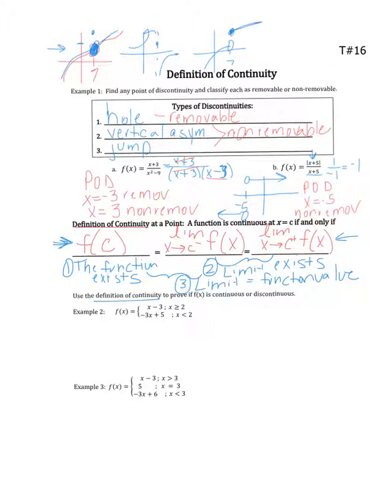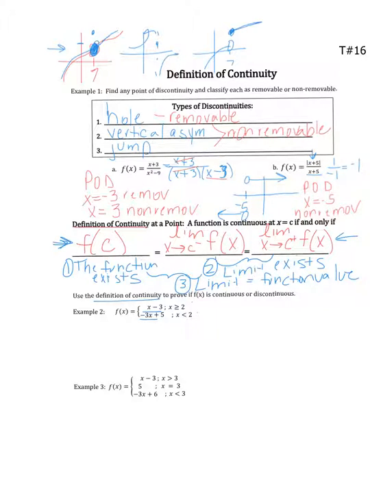Looking at this problem, first of all, I look at the individual pieces. Those are both linear, so I know they're going to be continuous everywhere, so I don't really have an issue. Obviously, my issue comes at 2. If it's going to be discontinuous, it's going to be discontinuous at 2. So let me look at that place.